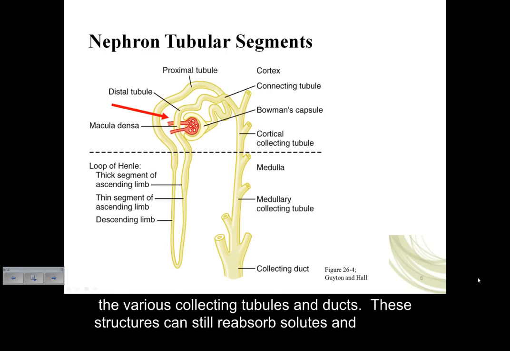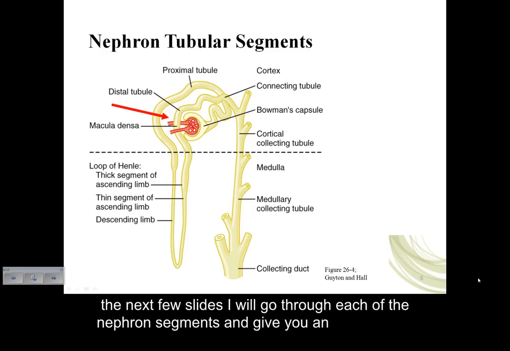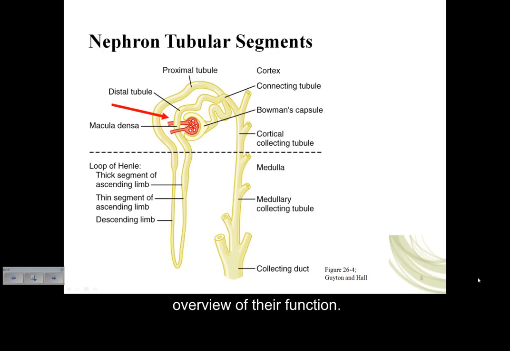After the distal convoluted tubules, the filtrate now enters the various collecting tubules and ducts. These structures can still reabsorb solutes and water, but only under hormonal control. The filtrate by this time is most like urine. In the next few slides, I will go through each of the nephron segments and give you an overview of their function.